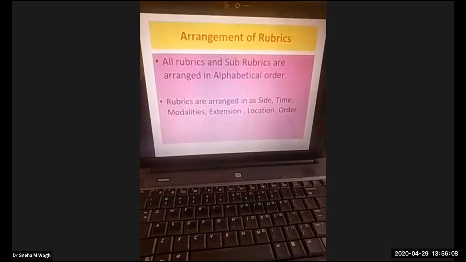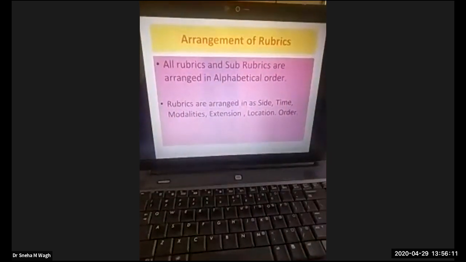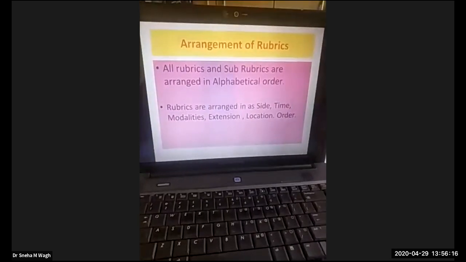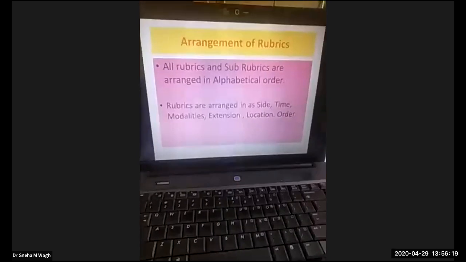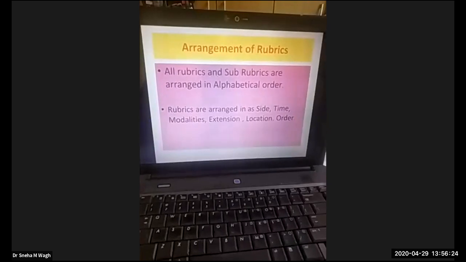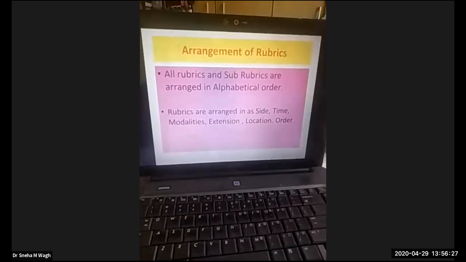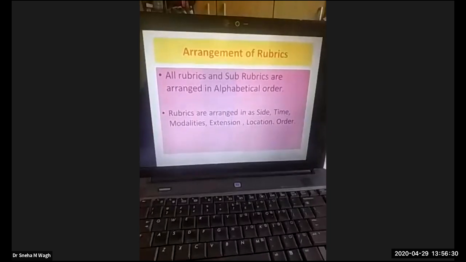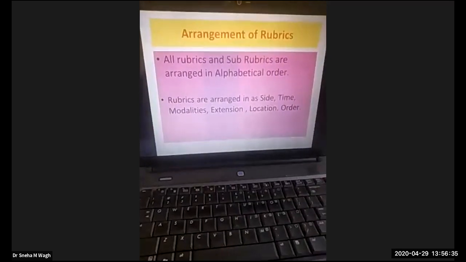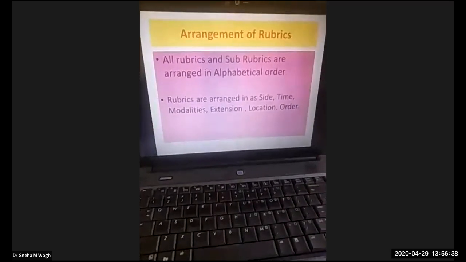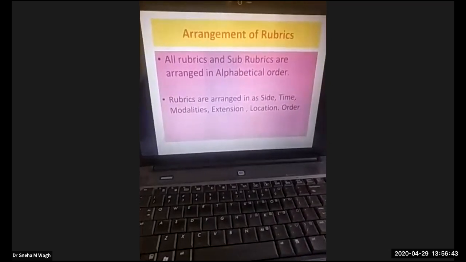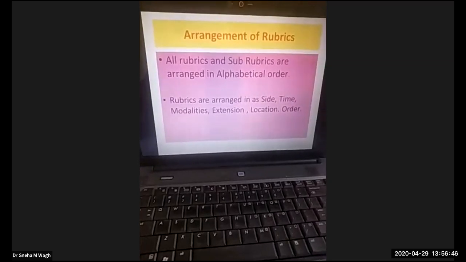Now let us see how the chapters and rubrics are arranged. All rubrics and sub-rubrics are arranged in alphabetical order. Rubrics are arranged as first side, followed by time and modalities, then followed by extension and location. So Kent has arranged all the rubrics in alphabetical order and in the STMEL form, that is side, time, modality, extension and location. So it is also called the STMEL form.